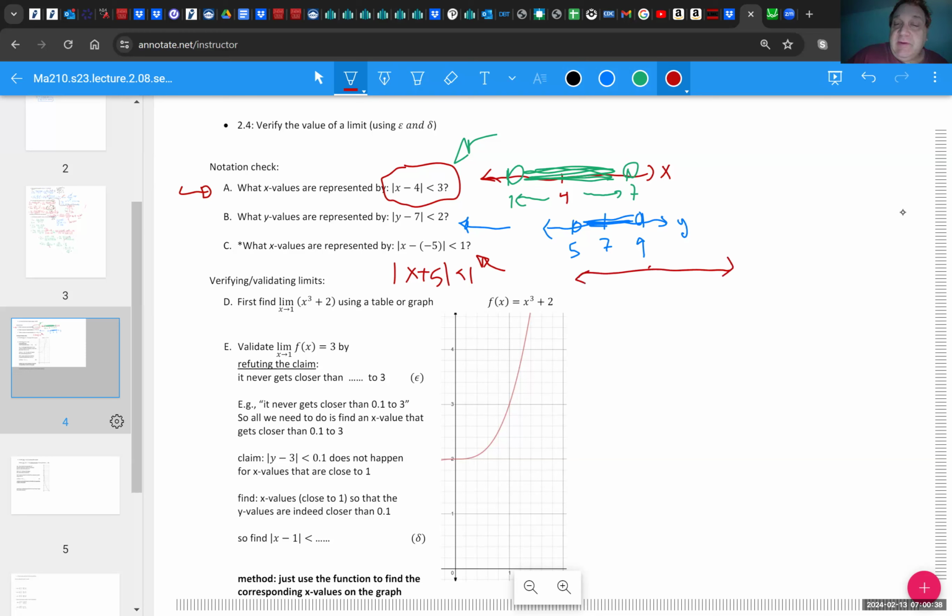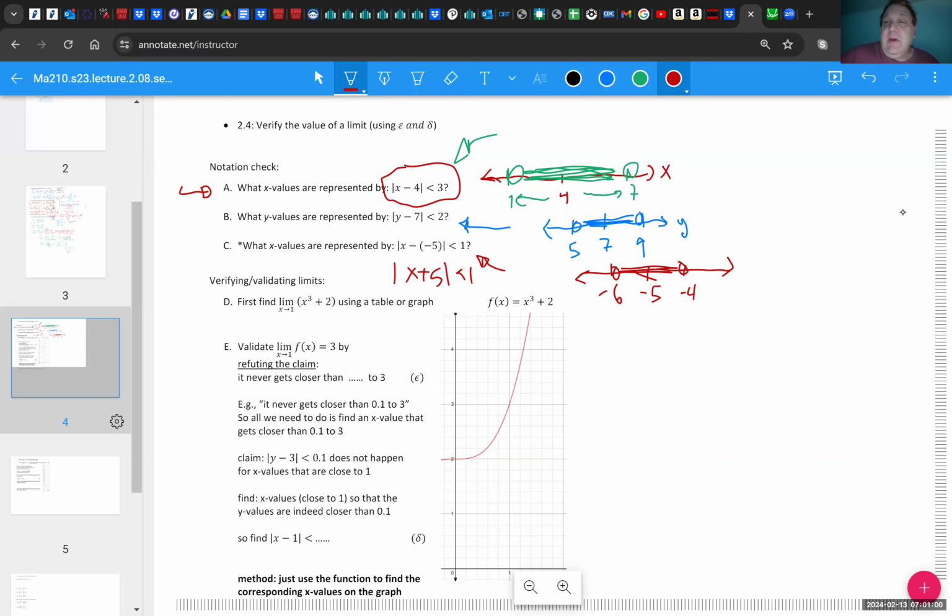So negative 5 is our center point. And then we go 1 up and we go 1 down. And that's what that's representing. So just to clarify, the absolute value inequalities are just a range of numbers, right? Starting with that inside one and just going as far as the radius given by the outside one.